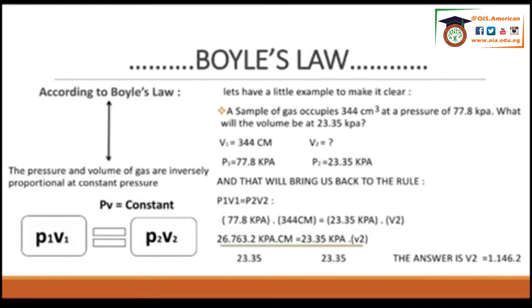Let's now multiply P1 and V1. It will end up as 26,763.2 cm³·kPa equals 23.35 times V2. We are going to take P2 and divide the whole equation by it, and we'll end up having V2 equal 1,146.2.